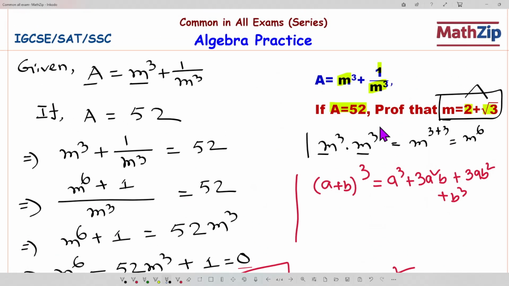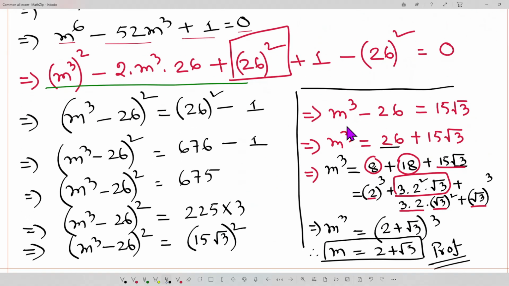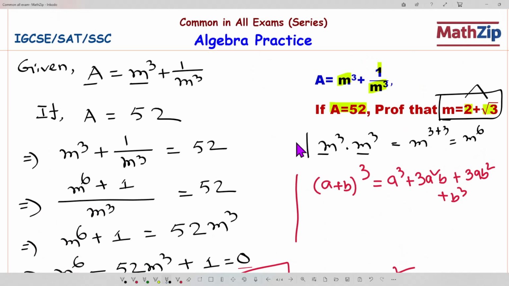Very simple. So don't hesitate with this kind of math. You should answer this one. Don't ignore this one. It's looking big, but it's a common format, right? So no more today. Thank you very much. This kind of math is very important for SSC, SAT and IGCSE. Actually, this is a common math in all examinations. It's a good practice for algebra.